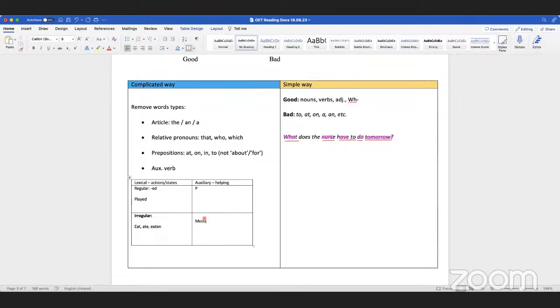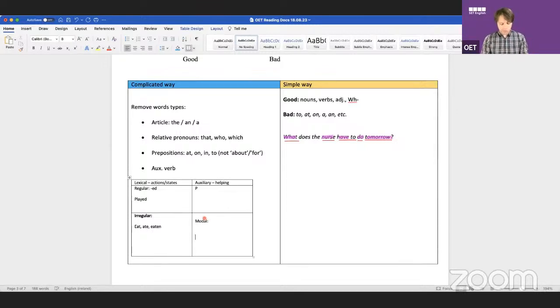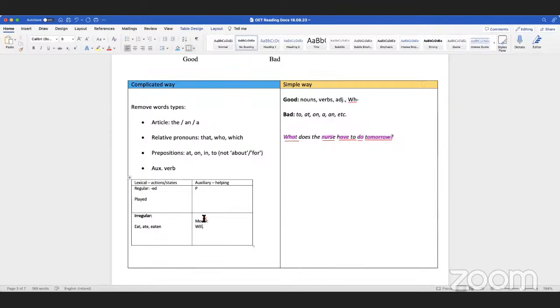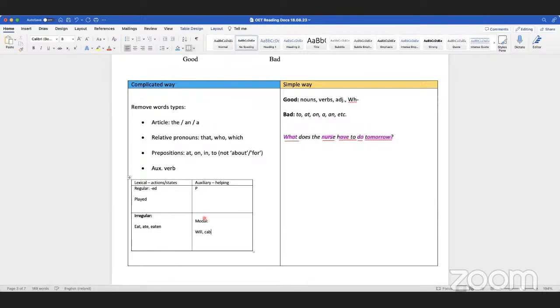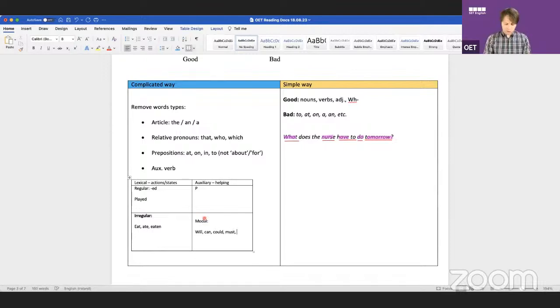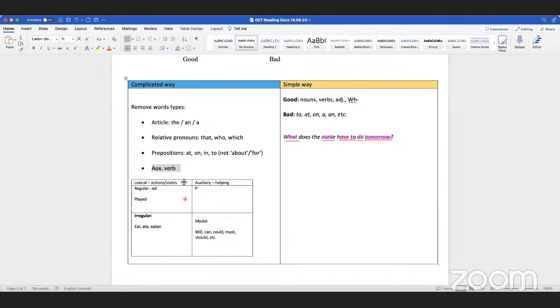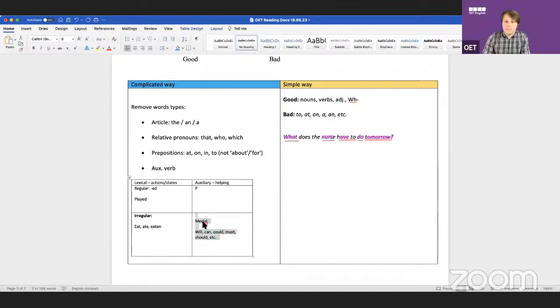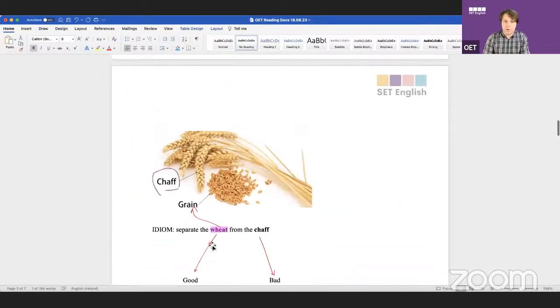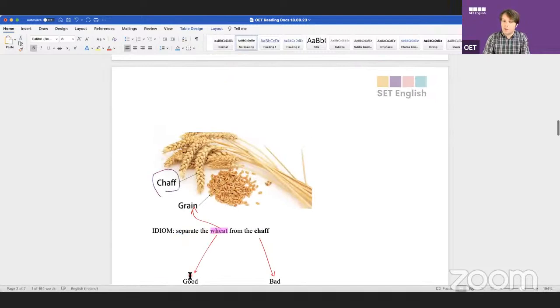Modal auxiliary, right? It's called modal auxiliary. And examples are, everyone? Will, can, could, must, should. Now, you should never remove modal auxiliary verbs. These are not chaff. These are wheat. They're very important. They're good.